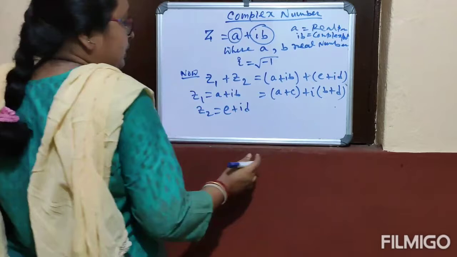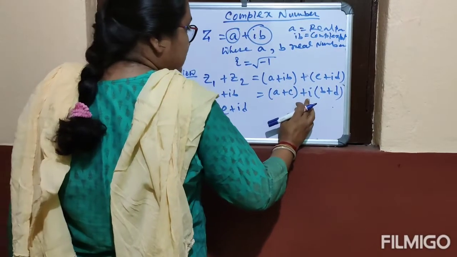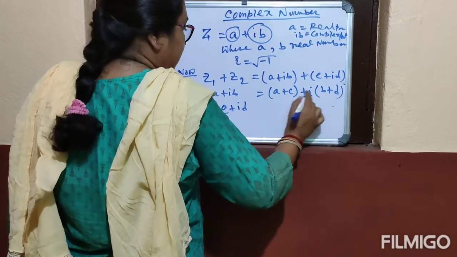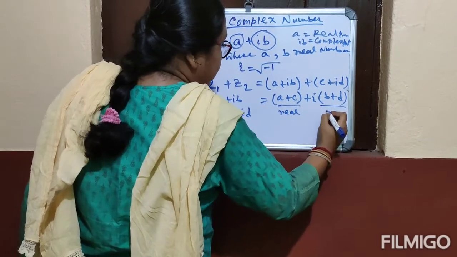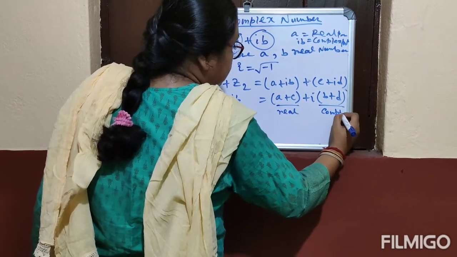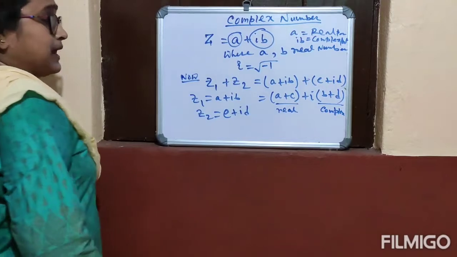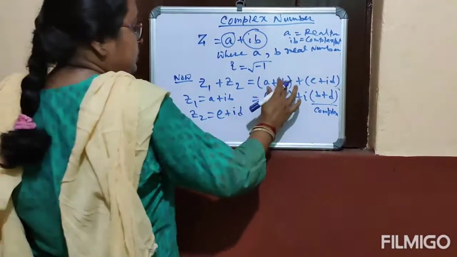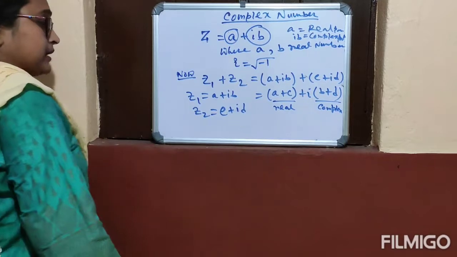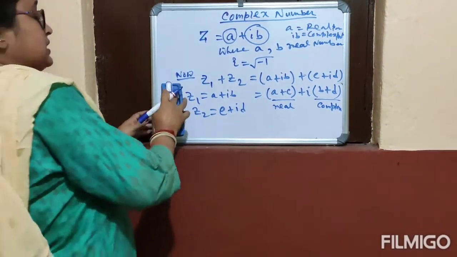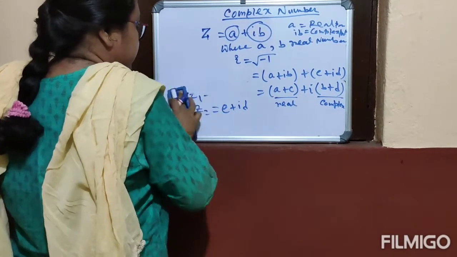Now, a plus c plus i is common, b plus d. Here this part is real and this part is complex, because i is multiplied by b plus d. That's why this total part is called the real part and this total part is called the complex part. Am I clear?